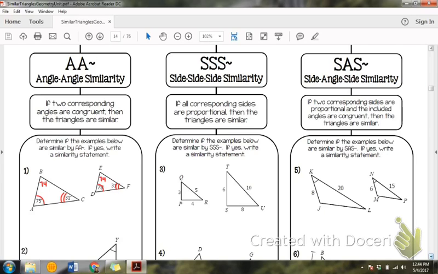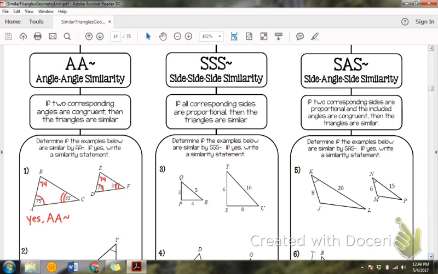Okay, so we would say that these two triangles are similar because at least two angles match up. Because if two angles match up, then that third one is also going to match up. They are the same shape, but they are not the same size. So we would say, yes, these two triangles are similar by angle, angle, similarity.